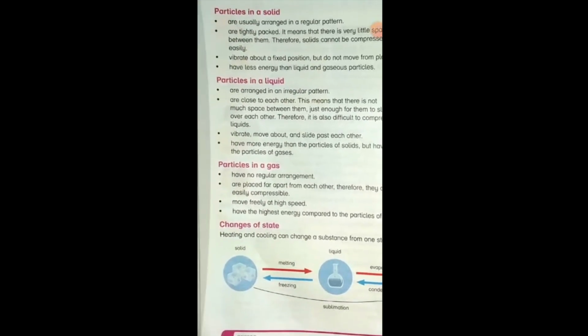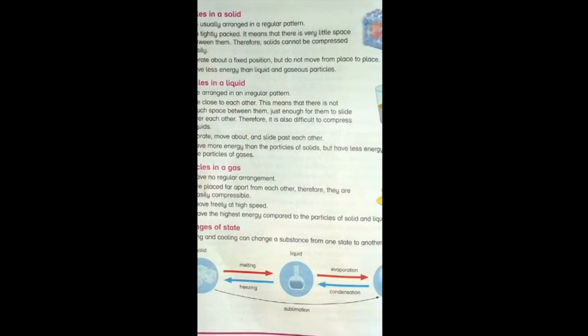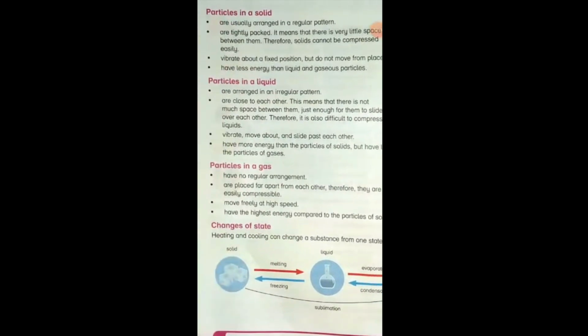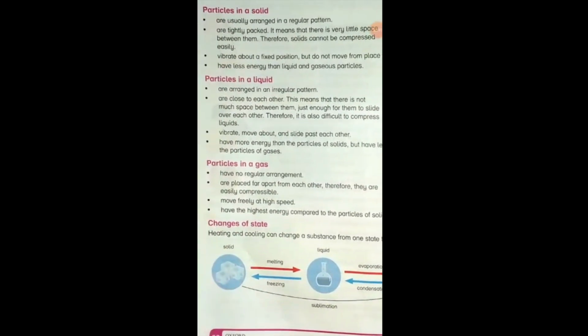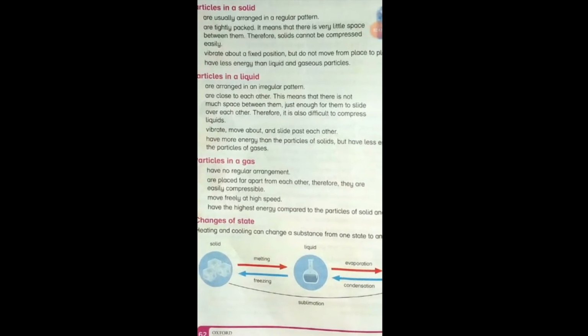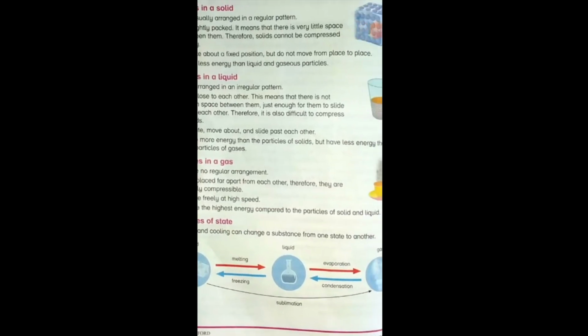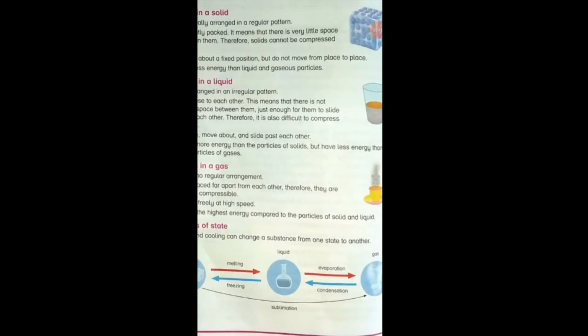Let's move towards the particles in a gas. They have no regular arrangement. They are placed apart from each other, therefore they are easily compressible. They move freely at high speed. They have the highest energy compared to the particles of solid and liquid.